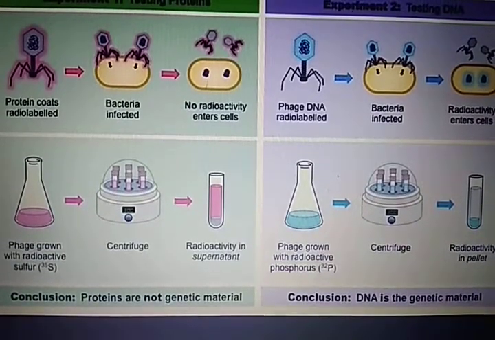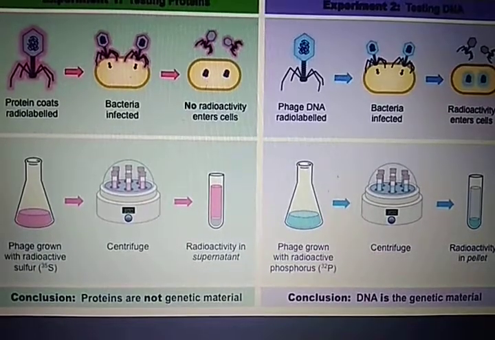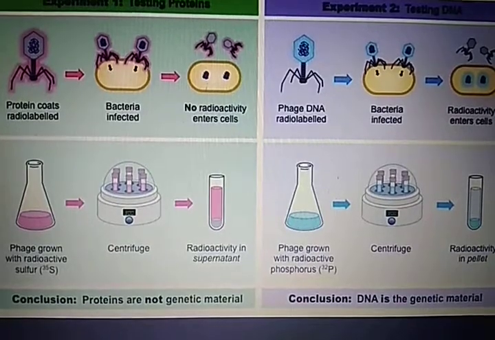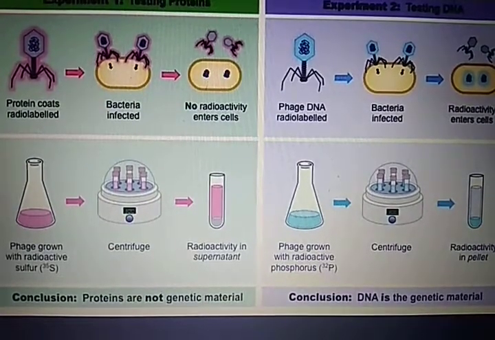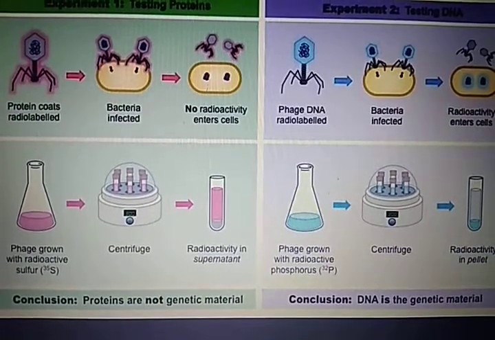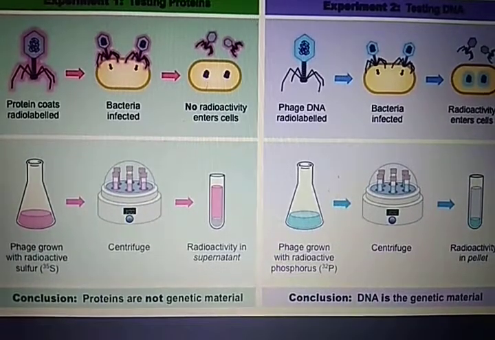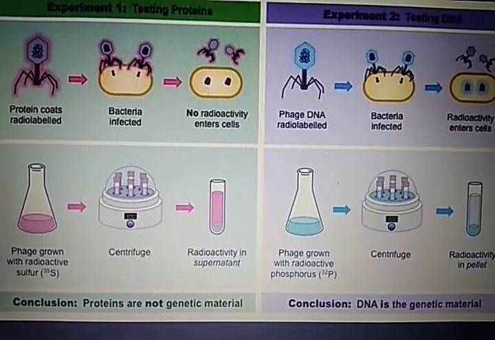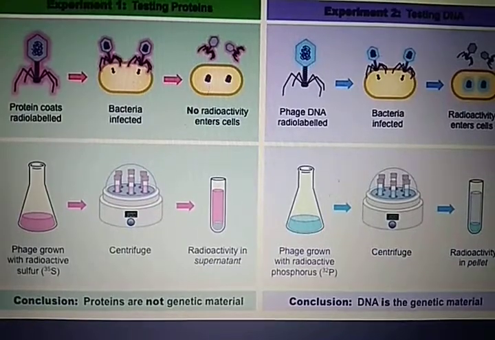Hershey and Chase took two media, one containing radioactive phosphorus while the other medium contained radioactive sulfur. Viruses, that is the bacteriophages, were grown on each medium. So what will happen?